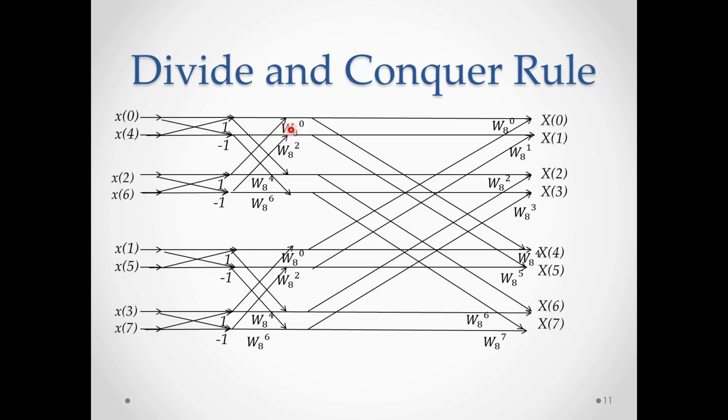Similarly, W80 and W84: W80 would move back and W84 would move back. This would be multiplied with one term, and this line would be multiplied by -1. Same thing would go over here. W80 is moved back. This term is multiplied with 1. W84 is moved back. This term is multiplied by -1. Same would go with W81 and W85, 2, 3, 6, and 7.